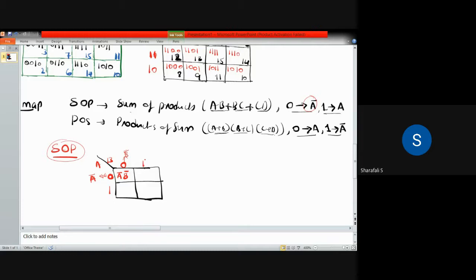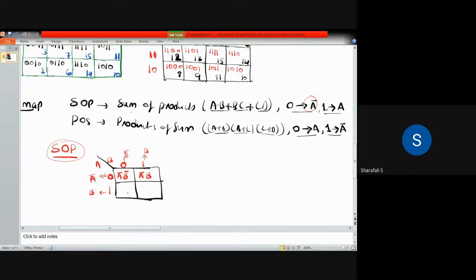Now what is this one? In case of SOP, that is A. In this case it is B. Here this one is A, so there is no bar here. Okay, so this is 1 and this one is 0. A is 0 here, so that we can say this one is A bar B.